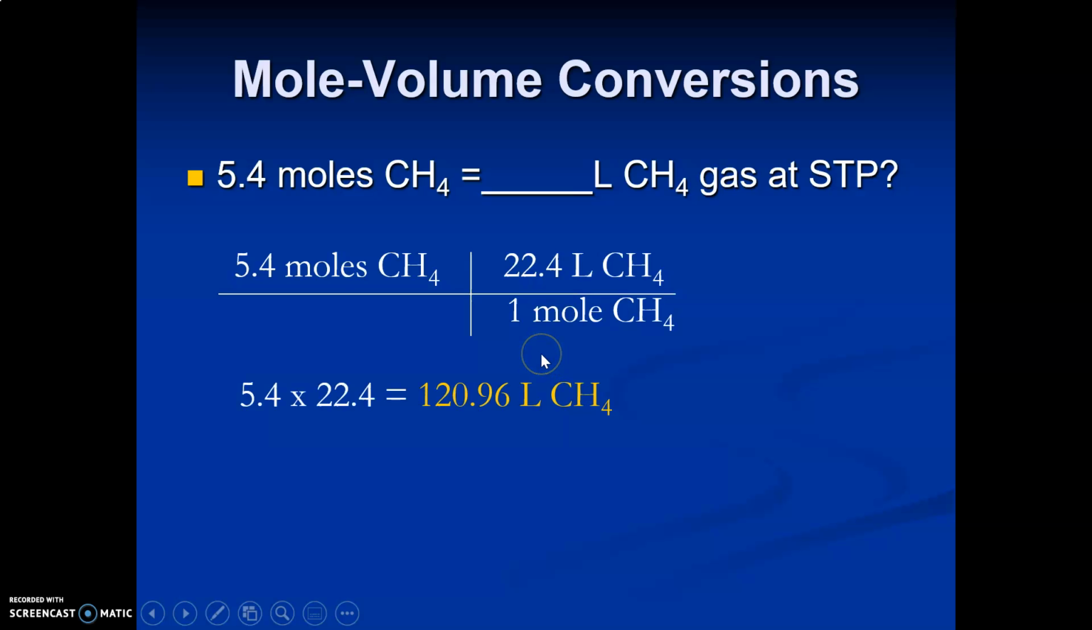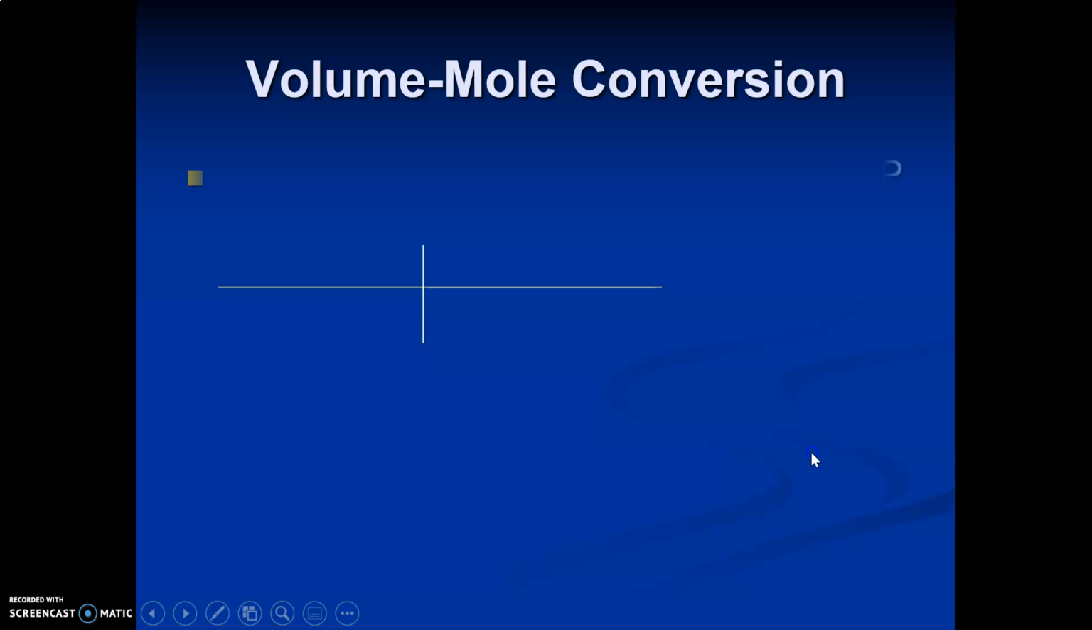Same answer. So the point here I'm trying to make is that it doesn't matter what chemical you have. Notice in our last question it was helium. This question is CH4, which is methane. So it doesn't matter what gas you have. It's always going to be 22.4 liters per mole as long as you have a gas at STP. Now, it won't always be the same number because we won't always start with 5.4, but you can always do this conversion if these two conditions are met. All right, let's go backwards.